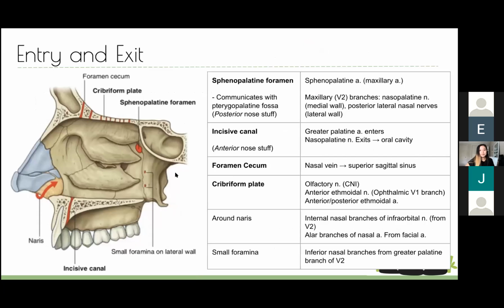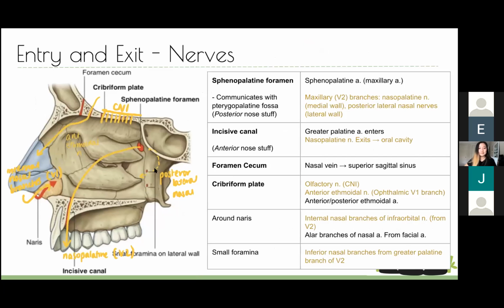Things that enter and exit your nose, starting with the nerves. Sorry, it's a little messy. This is your sphenopalatine foramen, and your nasopalatine nerve comes through here. It's in the name, so it goes from your nose to your palate through your incisive canal. Then your cribriform plate up the top contains your olfactory nerve fibers, as well as the anterior ethmoidal nerve, which is a sensory nerve. Around your nares, you have internal nasal branches of your infraorbital nerve, and then you've got other small foramina too.